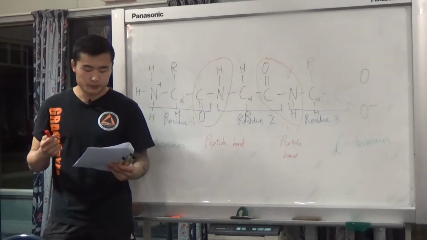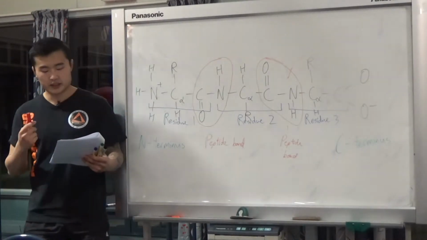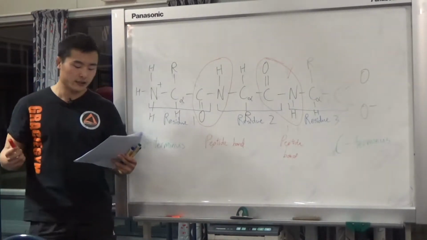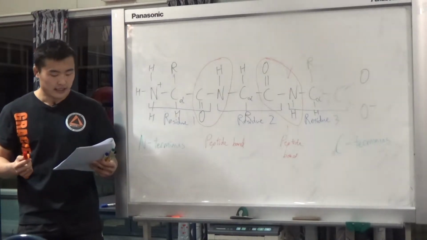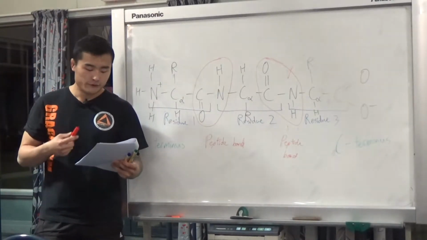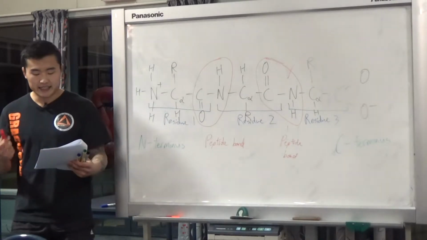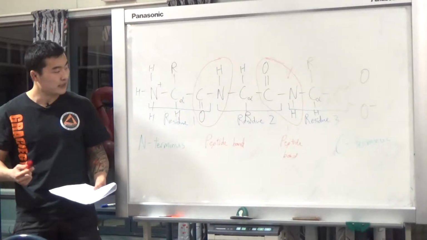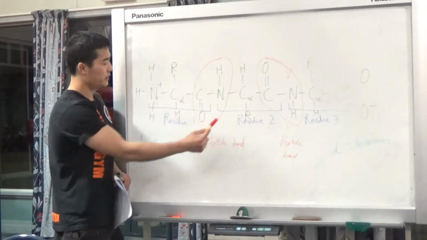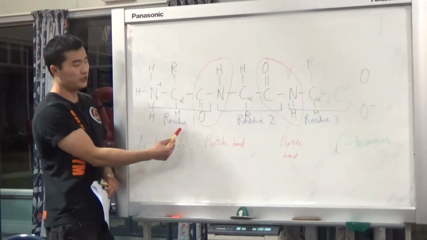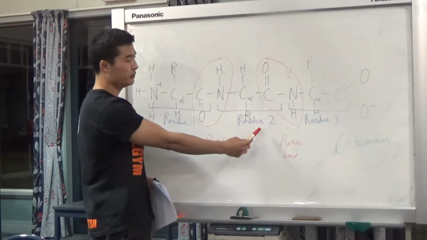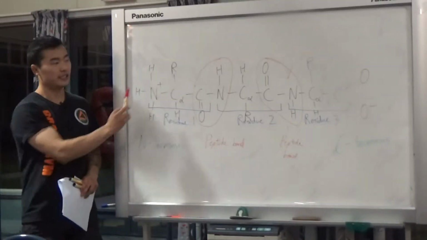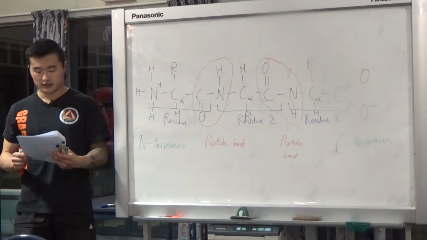So the primary structure of a protein is simply the sequence of amino acids that it's made of. Okay, so that's it. It's just the order of the amino acids. And by convention, for the numbering of the sequence, we start at the N terminus and we finish at the C terminus. So you can see here that this one is residue 1 and this one is residue 2, not the other way around. Okay, so we always start from the N terminus and go towards the C terminus.